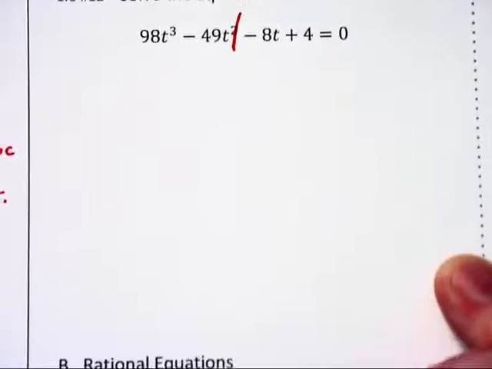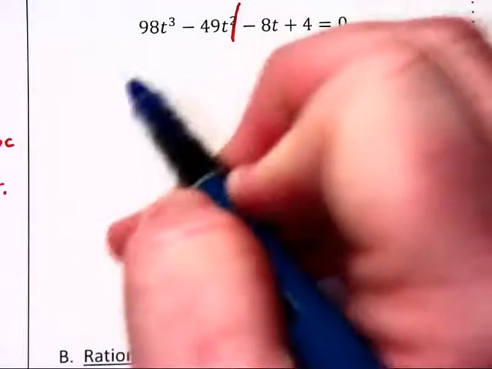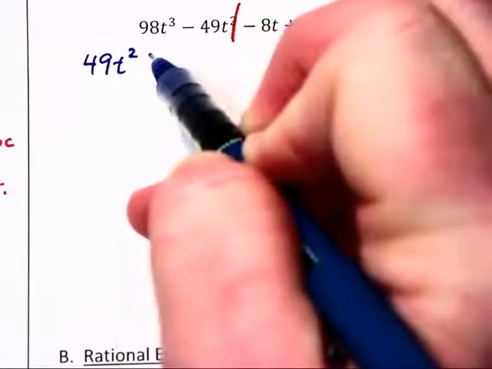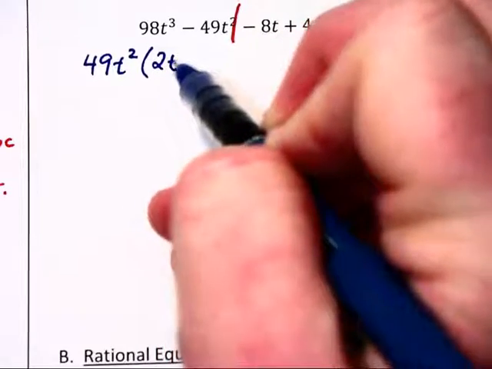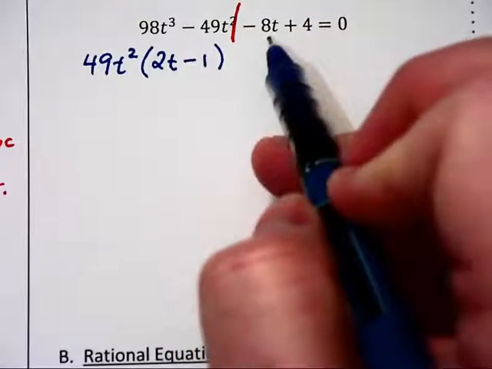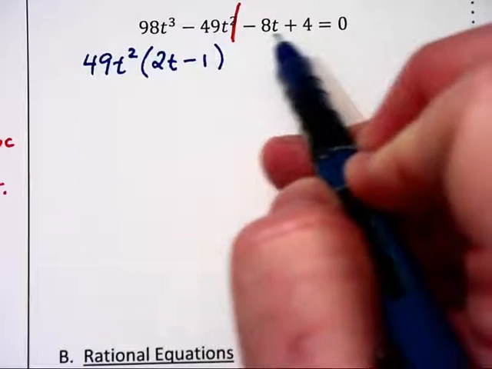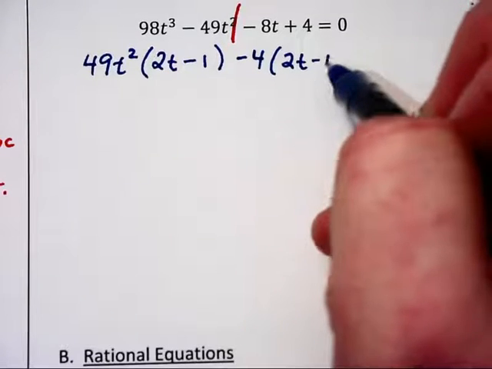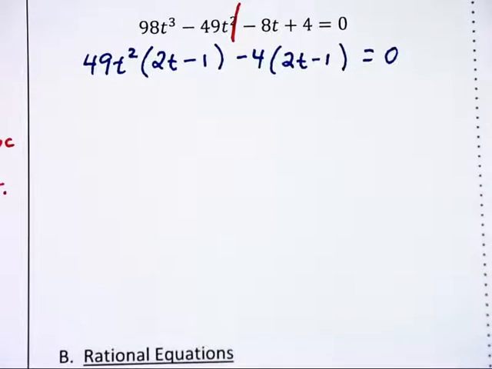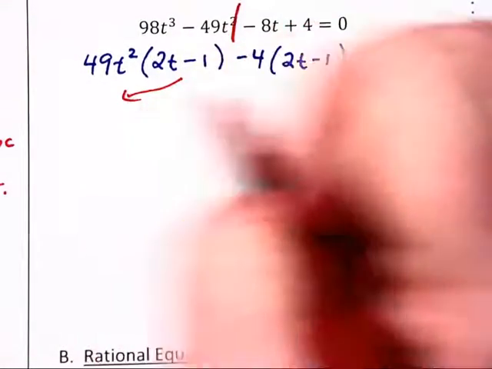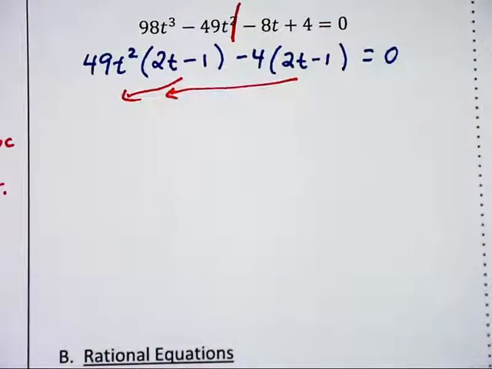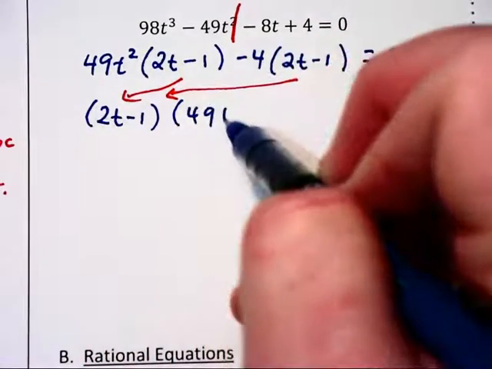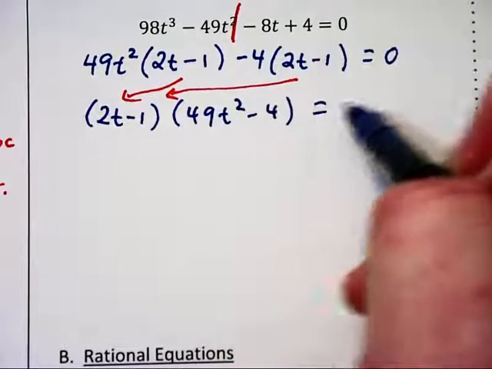I've split the equation here into two different parts, and I'm going to begin with the first two terms, factoring out a 49t squared. When we factor that out, we're left with 2t minus 1. In the second half of the problem, the third and fourth term, we can factor out a negative 4 and have 2t minus 1 again equal to 0. We then factor the common factor of 2t minus 1 out in front, leaving 2t minus 1 times 49t squared minus 4 equal to 0.